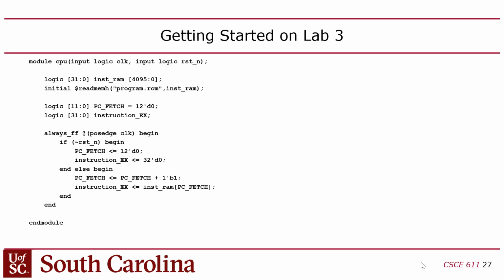Now that's only for always at pos edge clock. You could also have always at star or always_comb, in which case the left and right-hand side of the assignment should be the same stage, right? Because they're combinational. But if it's sequential logic, if it's a clocked always statement, you make sure that you're always pushing from one stage to the next stage. Make sense?